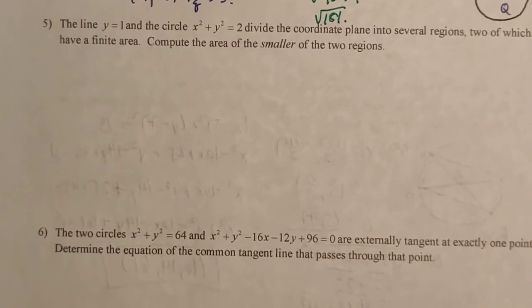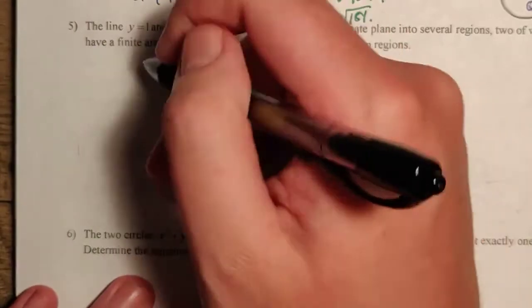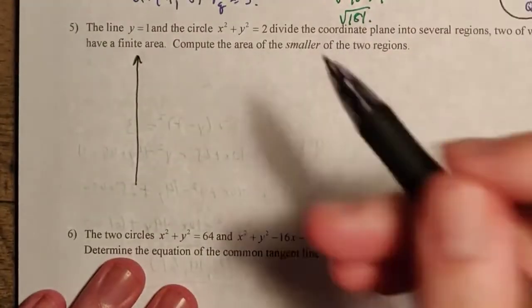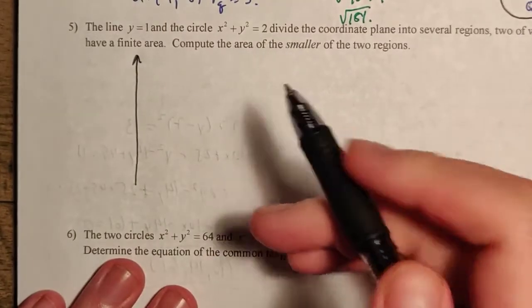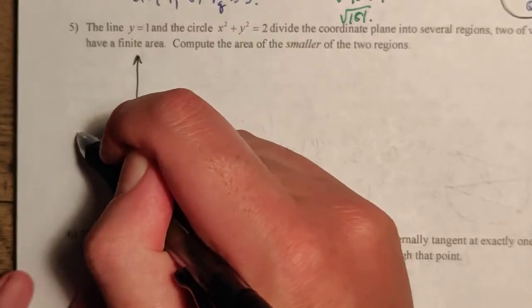Number 5. Now, this is a problem of my own creation. I'm actually particularly proud of this one. But let's go ahead and sketch this out and try it out. So the lines y equals 1 and the circle x squared plus y squared equals 2 divide the coordinate plane into several regions, 2 of which have a finite area. Compute the area of the smaller of the 2 regions.